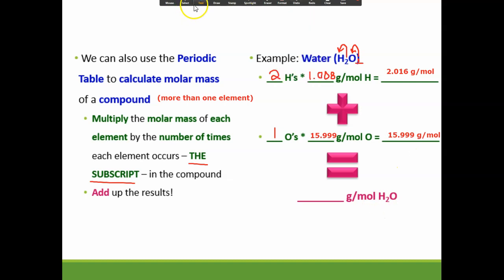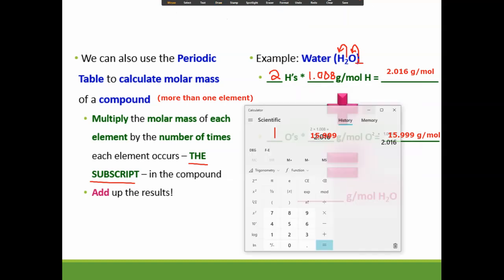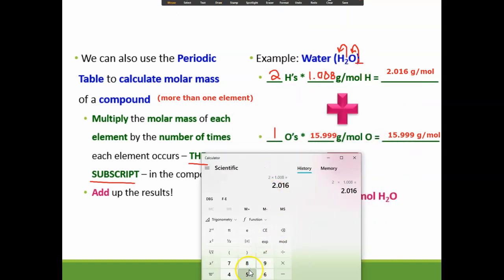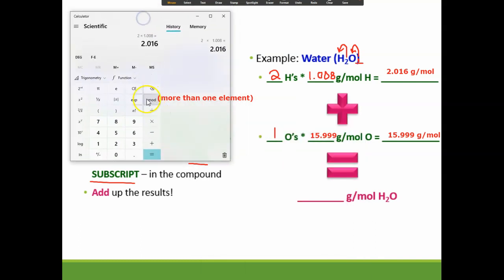Now we have the molar mass of our 2 hydrogens and the molar mass of our 1 oxygen, and so we just put it all together by adding them together. Taking my calculator, I would be adding 2.016 plus my oxygen, which is 15.999. And so finally, I end up with a final overall molar mass of water being 18.015. Units are still grams per a single mole of water.